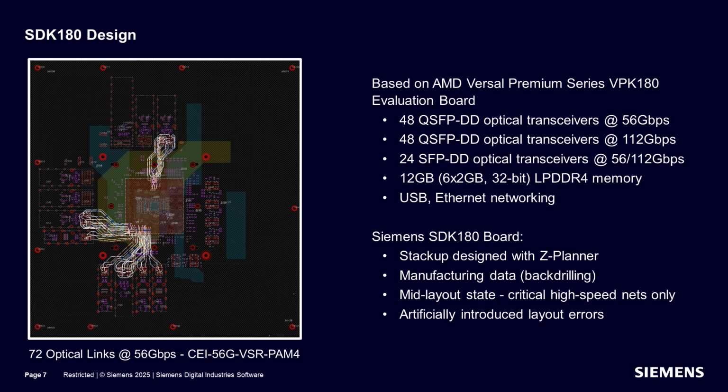It has support for multiple different optical transceivers operating at both 56 and 112 gigabits per second. It's got some onboard LPDDR4 memory, as well as some additional peripherals like USB and Ethernet networking. So we modified this board a bit and called it the Siemens STK 180 board.